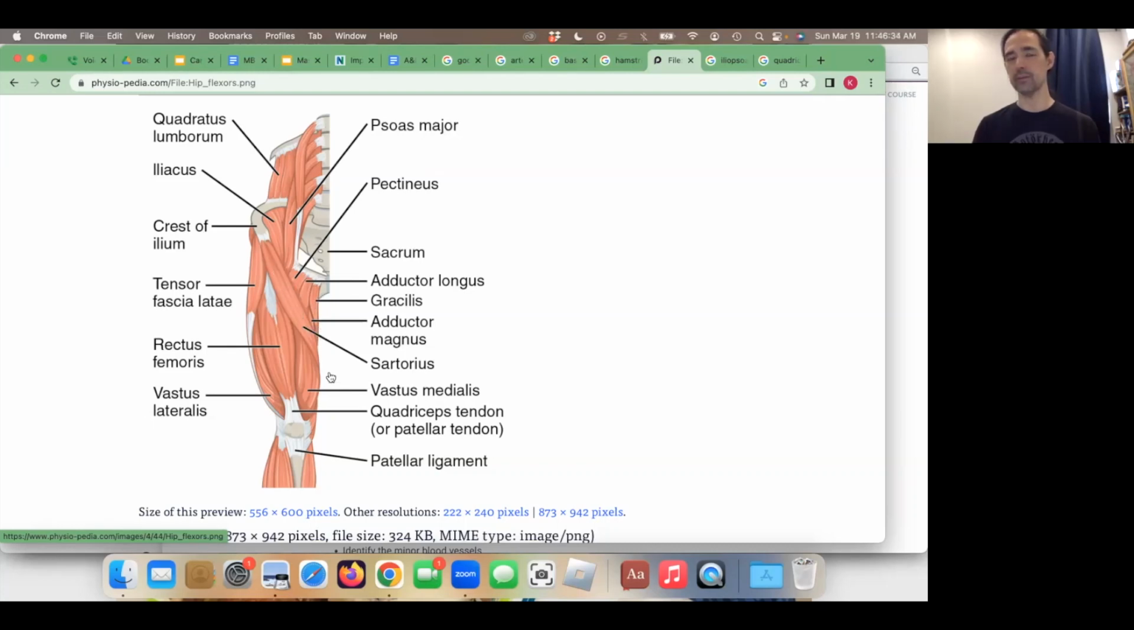I don't think they're prime movers, but anyway, the sartorius attaches on the iliac crest and then attaches to the inside of the tibia down below the knee. It attaches on the medial side of the tibia, which means that when this muscle contracts, which way is the kneecap going to point? Is it going to point outside or inside?